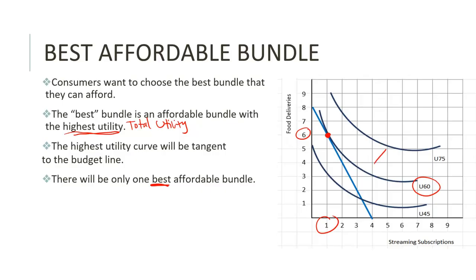You can also see there's higher utility available, 75, 100, right? You can just keep going out. For this consumer, in this example, it's just not affordable. 60 is the highest utility they can afford.